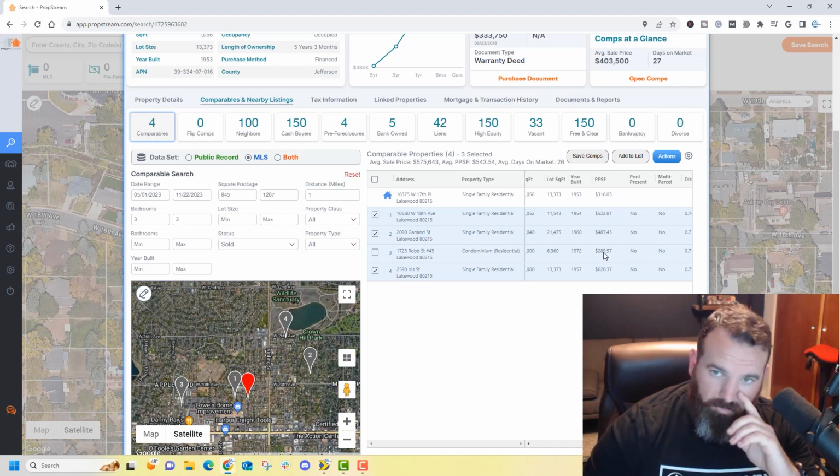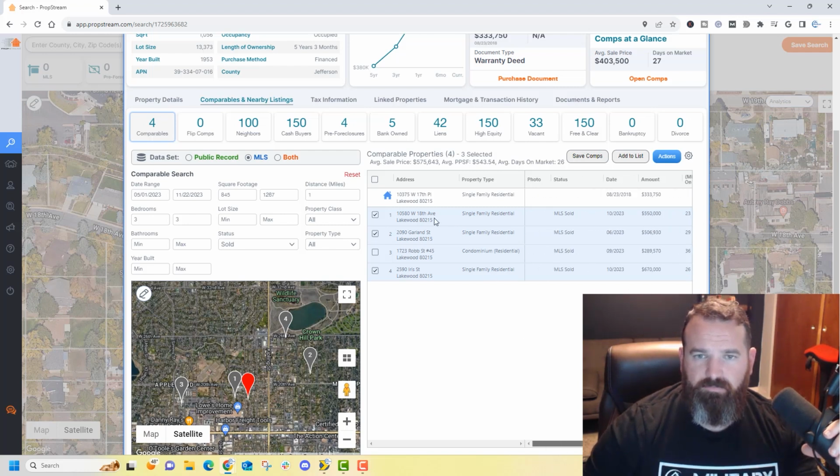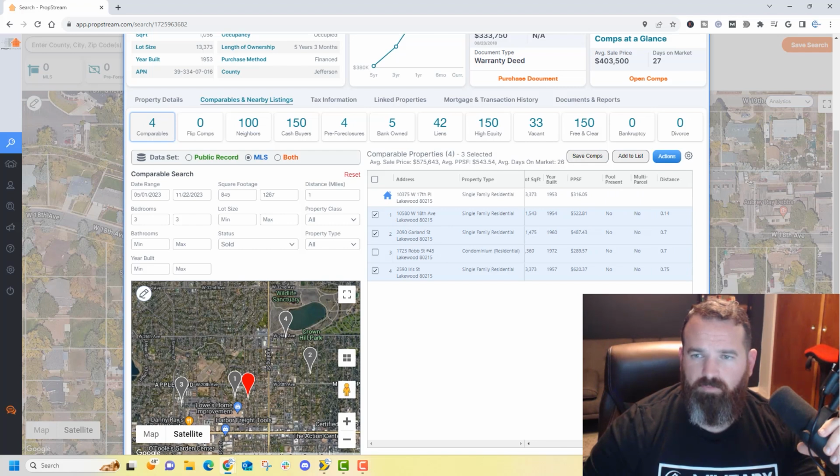Like this one's way lower price per square foot. A lot of times that means the property needed renovations when it was sold or wasn't updated. And you can see, well, none of these do, but when you find one that's listed, it'll let you see pictures, or if it was recently listed. So a lot of times you can find photos of the sale or the property there.